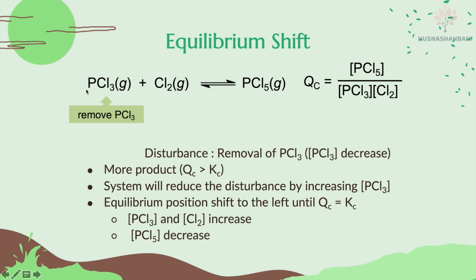If we want to increase the concentration of PCl3, the product must be converted to reactant. PCl5 must be converted to become Cl2 and PCl3. The equilibrium position shifts to the left because the product converts itself to become PCl3 until Qc is equal to Kc. This means the PCl3 increases, Cl2 increases because the product converts itself to become these two reactants, and the concentration of the product will decrease.